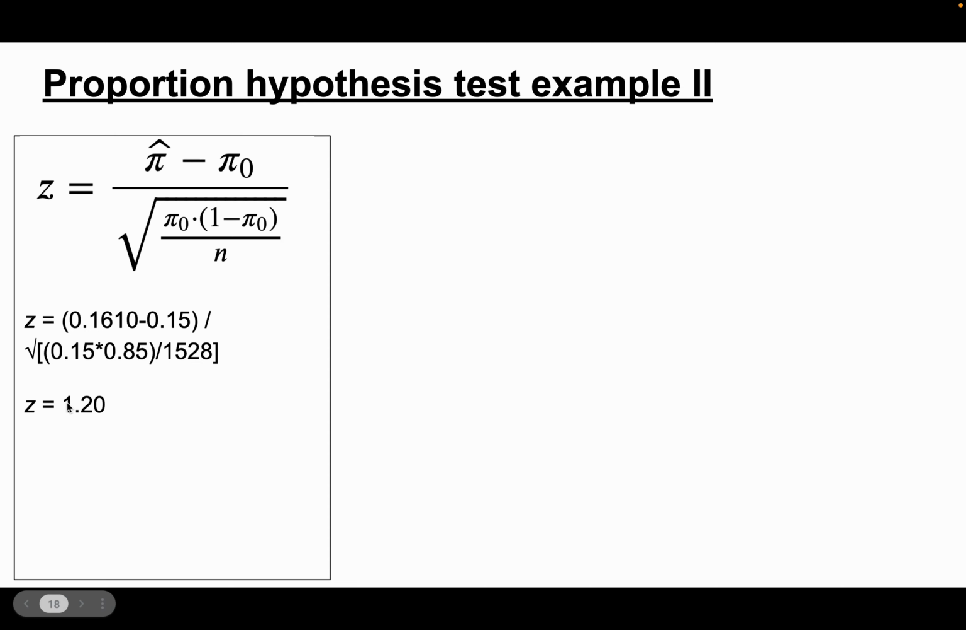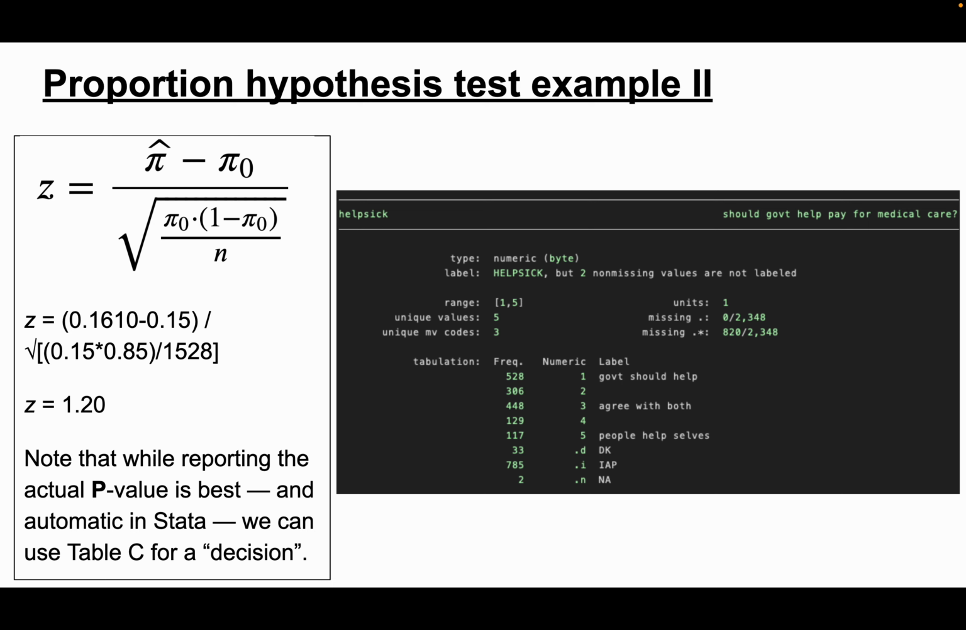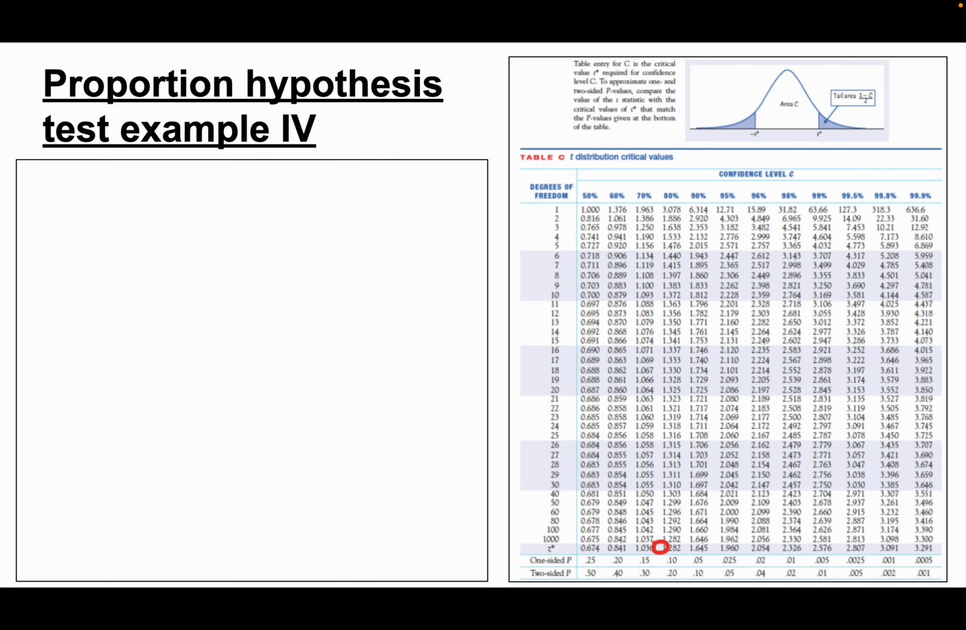We get a z-score of 1.20. Note that we can find an exact p-value easily in Stata, but we can use table C for a decision if we want to. So let's do that now. In table C, we actually have this z row as well, and that's not a pun on zero, by the way. This is just the row for the z where we don't have degrees of freedom. So basically, we could have been using this the whole time.